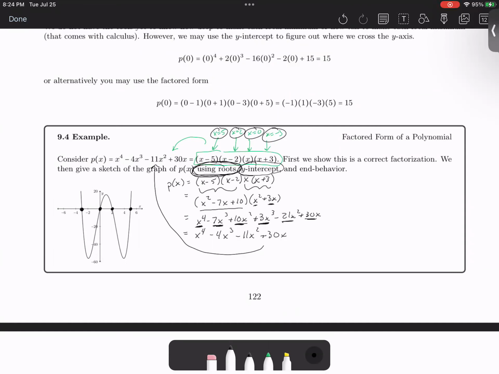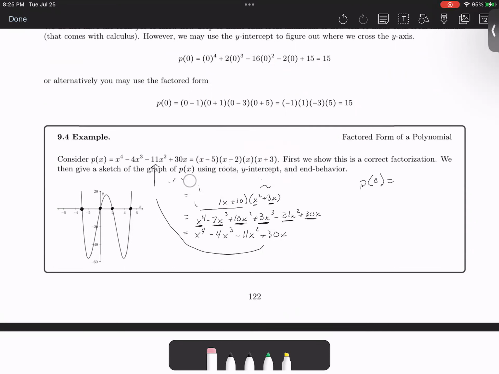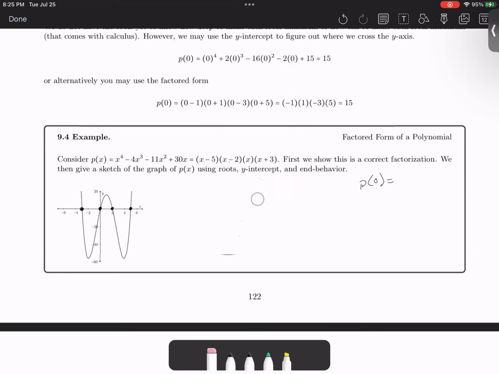What about the y-intercept? Well, the y-intercept is when your x value is 0. And you can use either form. Let me clear off some space here. You can go back to the standard form of the polynomial, or you could use the factored form. Either way, you'll get the right answer. So p of 0, if I plug 0 in for these x's, either way, I'm going to find out that I have a y-intercept of 0. And that checks out because that's where we cross our y-axis.